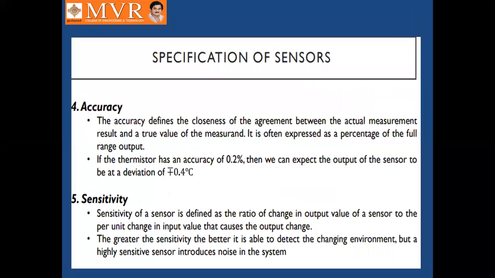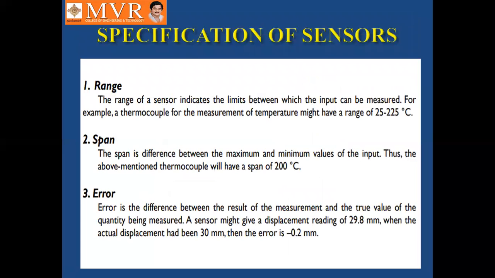Okay, and then next, how do you specify the sensors? Based on its range, based on its span, based on its error. What does error mean? Range is nothing but, if you consider a sensor which has a temperature range of 25 degrees centigrade to 225 degrees centigrade, what is the difference between these two?